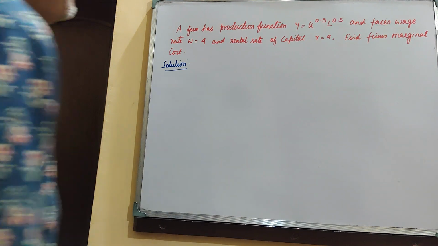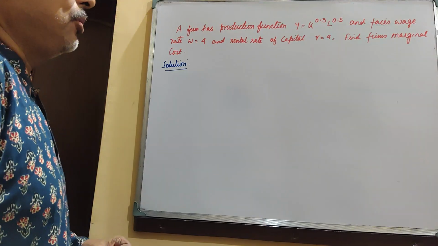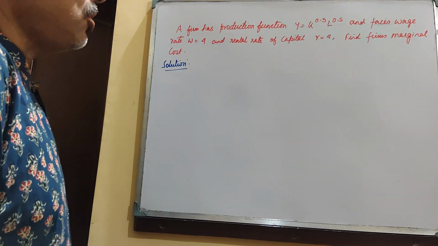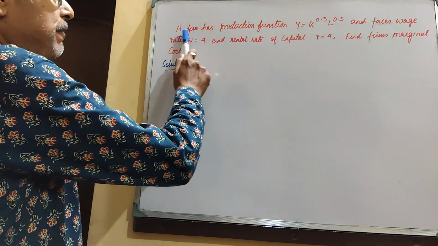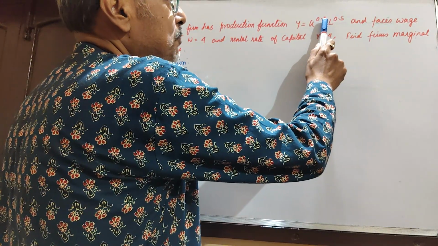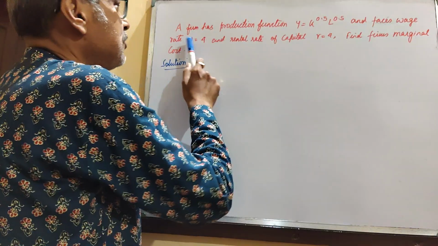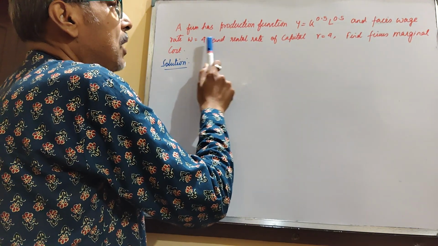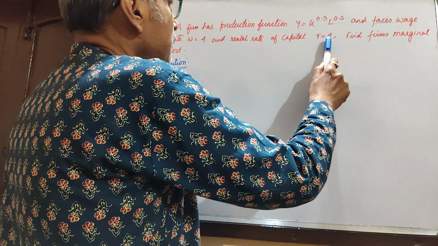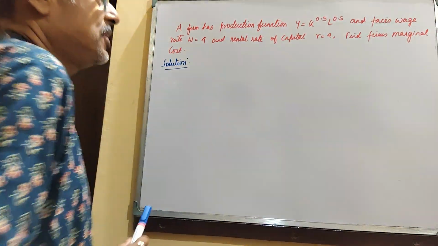Hello, in this video we want to solve this problem. This problem is from microeconomics and the chapter is cost of production. Now the question is, a firm has production function y equals k to the power 0.5 l to the power 0.5 and faces wage rate w equals 4 and the rental rate of capital r equals 4. Find firm's marginal cost.